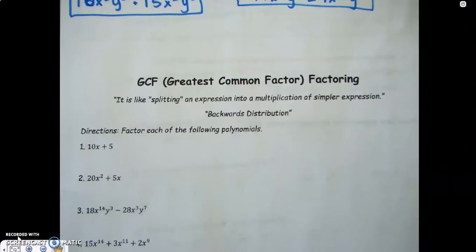And this is one of, I think, 4 strategies we're going to learn how to factor with. So this is the first one. It's the one we're always going to check for first. So it's super important to make sure we have this one down.